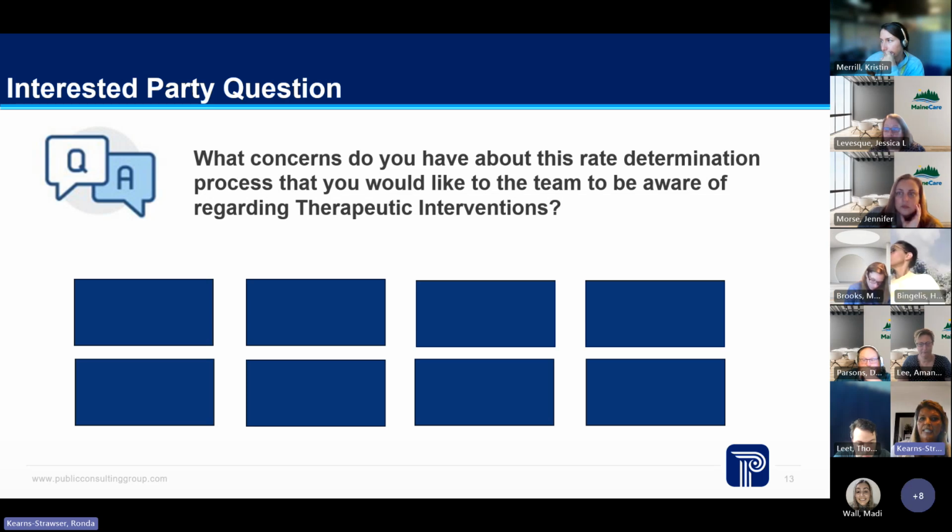So the first question is, what concerns do you have about this rate determination process that you would like the team to be aware of regarding therapeutic interventions? I'll give people a couple of moments.